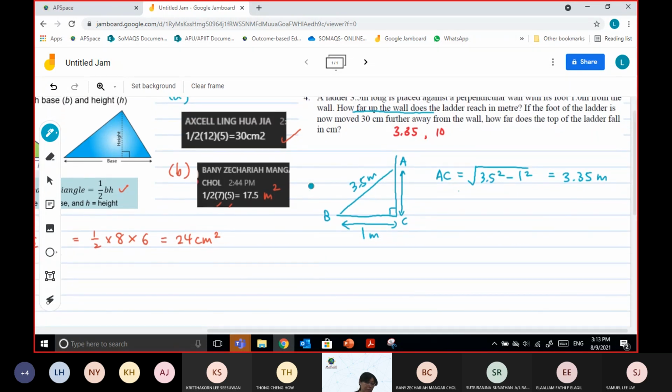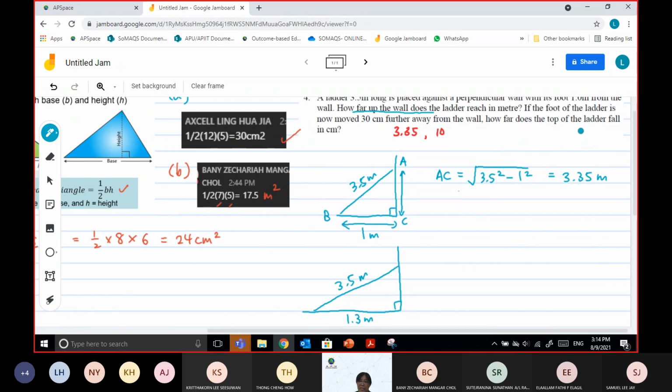So when it gets further away, that means now this is instead of 1 meter, it becomes 1.3 meter. 30 cm further away, 1.3 meter. And of course, the ladder is still the same, 3.5. My drawing is not so good, I know. But the ladder is still the same, the ladder won't go longer. So it's still 3.5.